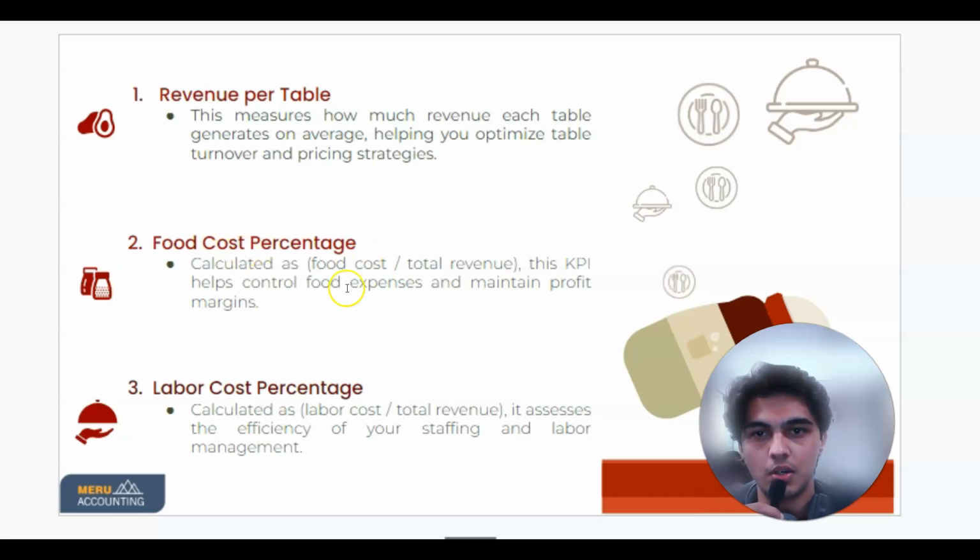And next is food cost percentage. This indicator will calculate the food cost divided by the total revenue that you are having. The difference in this will be calculated as your profit. Next is labor cost percentage. This indicator calculates the labor cost divided by the total revenue that you have generated.